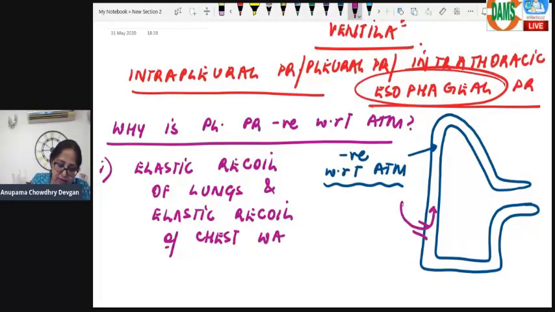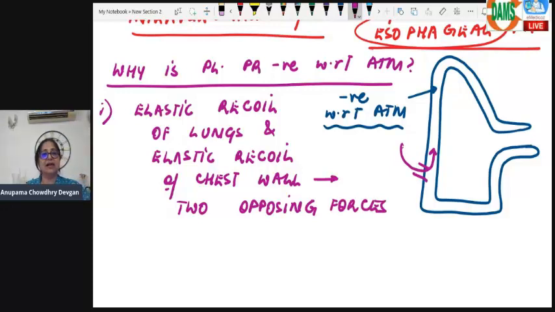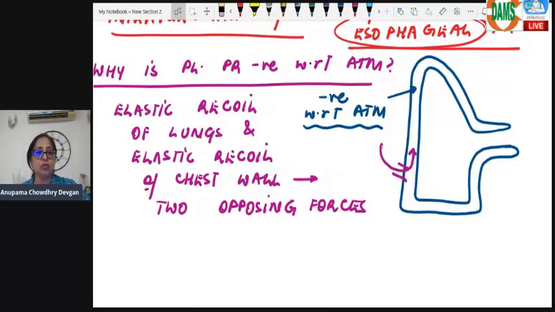Elastic recoil of the lungs and elastic recoil of the chest wall, these are two opposing forces. What do I mean by that?